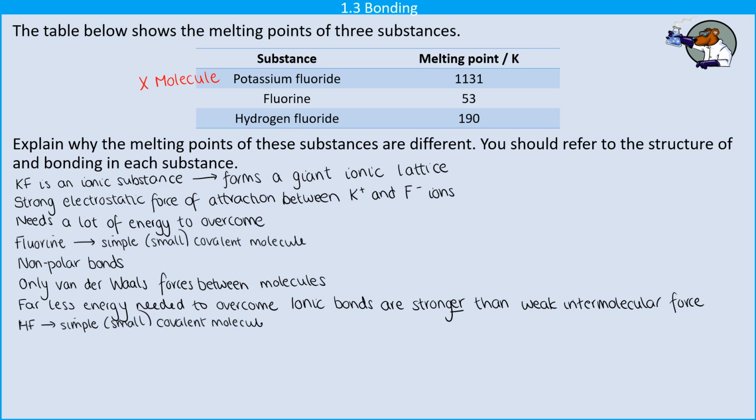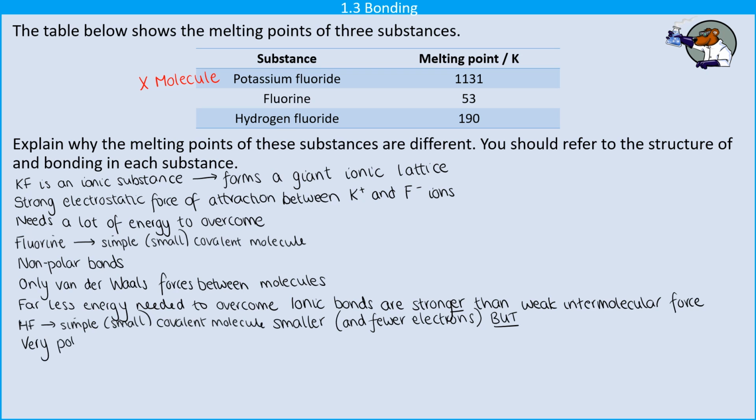So then we can think about our third substance, which is hydrogen fluoride. And again, this is a small covalent molecule. Now we need to think carefully here because we're going to be thinking both about the molecule itself and its size, but also about the type of weak intermolecular force between molecules of this substance. So hydrogen fluoride is a smaller molecule than fluorine, and it does have fewer electrons. And that will have an impact on the size of the van der Waals forces. So its van der Waals forces would be smaller because it has fewer electrons.